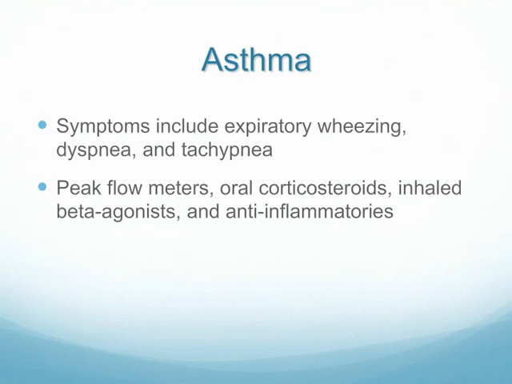In asthma, we get wheezing, dyspnea, and tachypnea. So wheezing usually starts on expiration first. Remember, the chest wall, including the airways, are smaller during expiration and bigger during inspiration. How we can try to assess the patient who has asthma is using a peak flow meter. This will help us to be able to determine how much air the patient is able to move in and out. We can give the patient oral corticosteroids and inhaled beta agonists and anti-inflammatories in order to try to control their asthma.